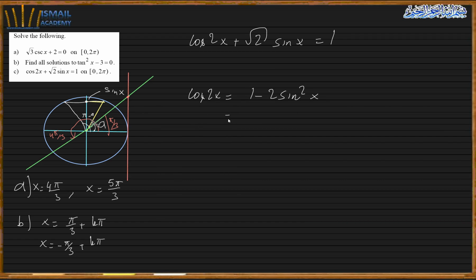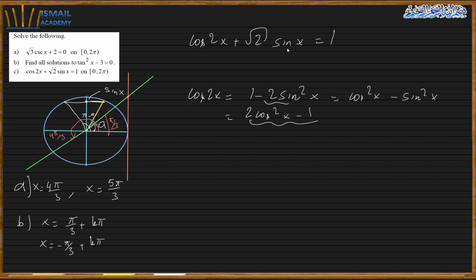And I have cosine of 2x is 2 cosine square of x plus 1. Plus 1 or minus 1? Yeah, minus 1, not plus 1. No, I think it's plus 1. Because I know that this is cosine square x minus sine square x, and this is 1 minus cosine square. Yes, it is minus 1.